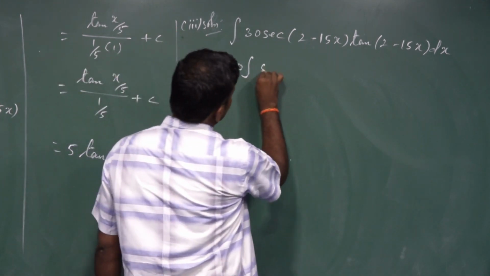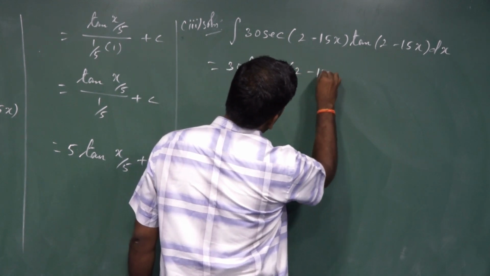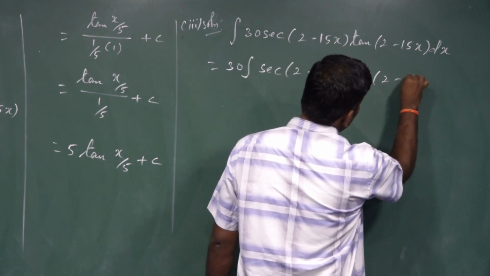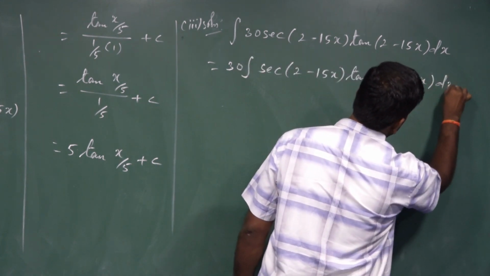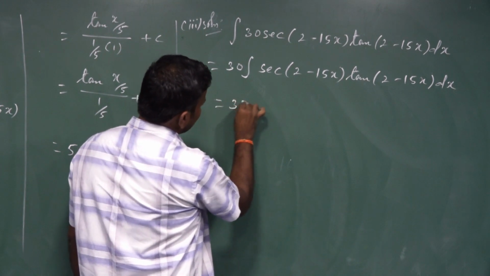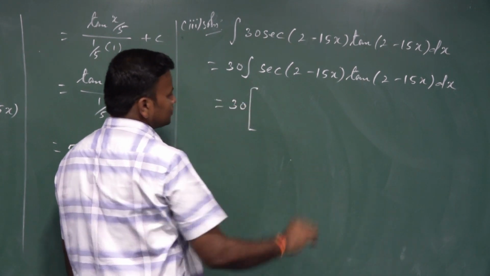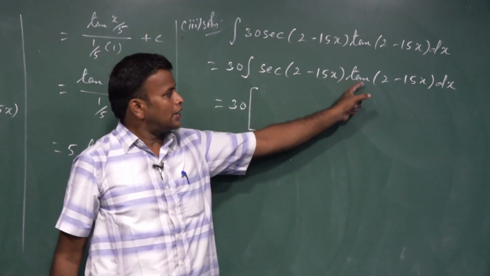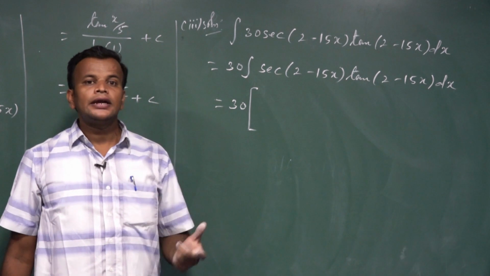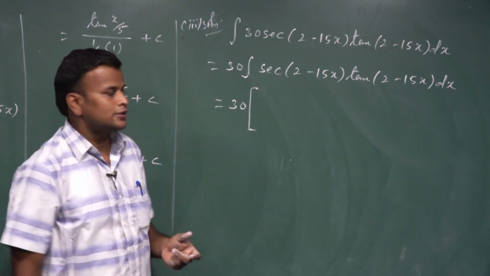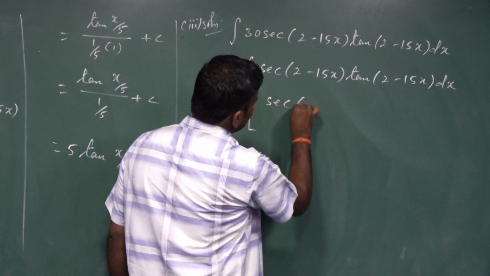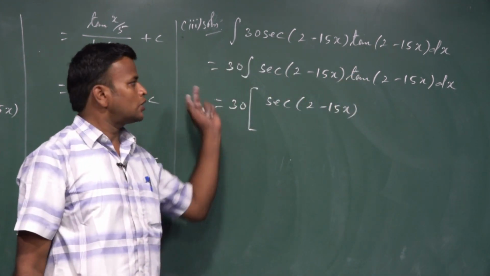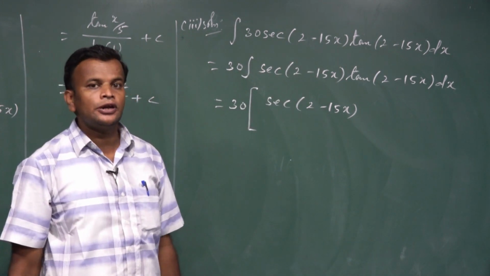30 secant of 2 minus 15x into tan of 2 minus 15x into dx. So outside I put 30. Secant we treat as x, tan we treat as x. The integral of secant x tan x is secant x. So secant of, but in place of x, 2 minus 15x. Numerator over. What is the denominator?